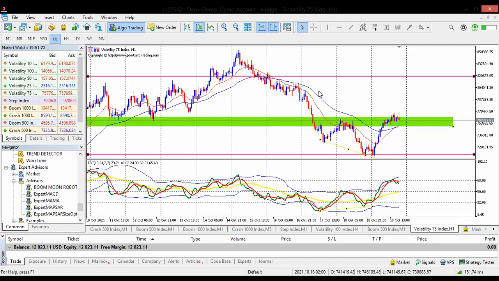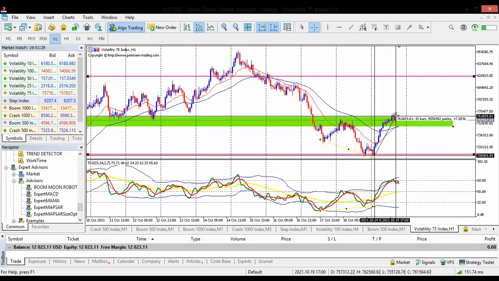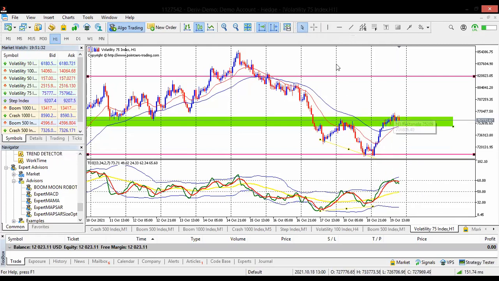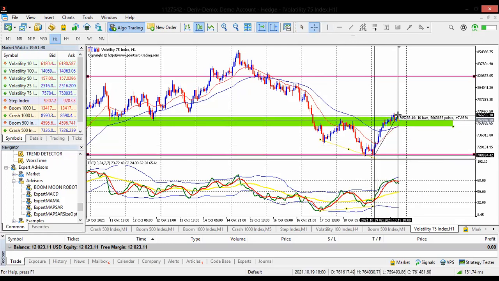So from here, you can catch this piece from this place down to this place. Now, that is for aggressive entry. For aggressive entry, you grab from here down to this place. That is about 67.